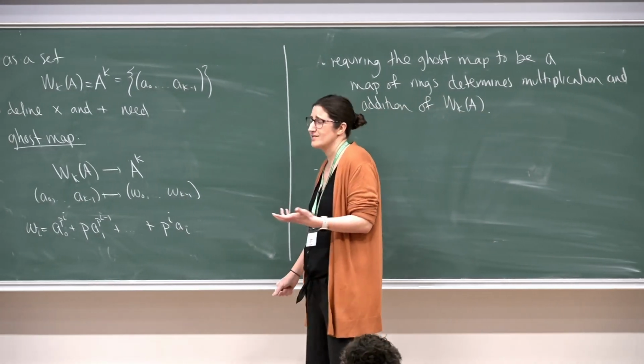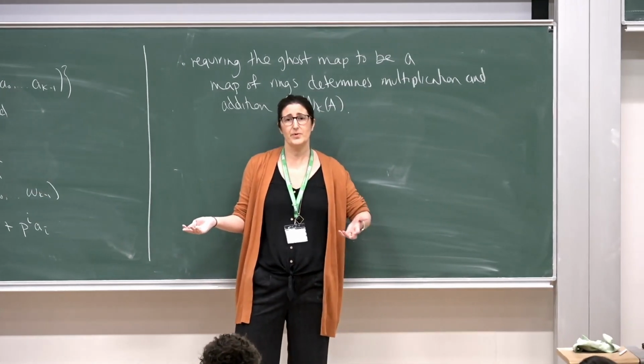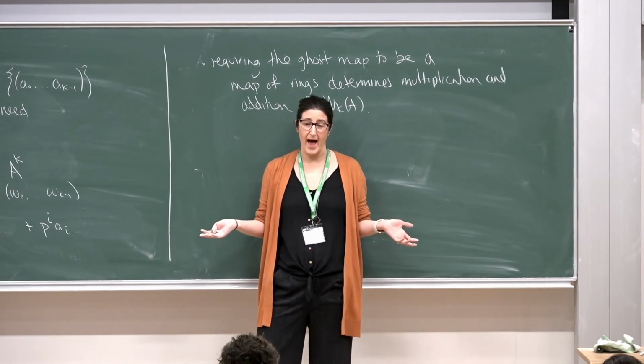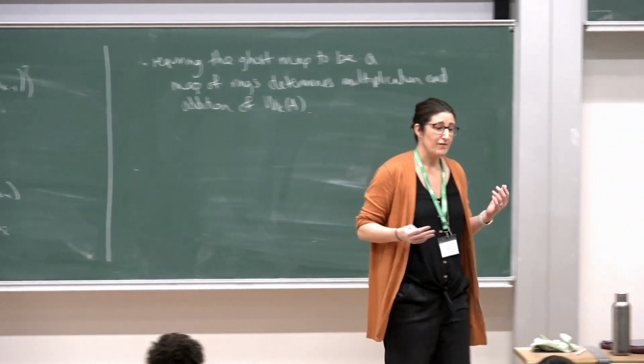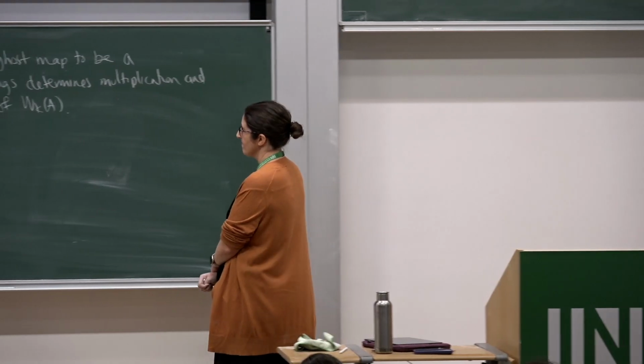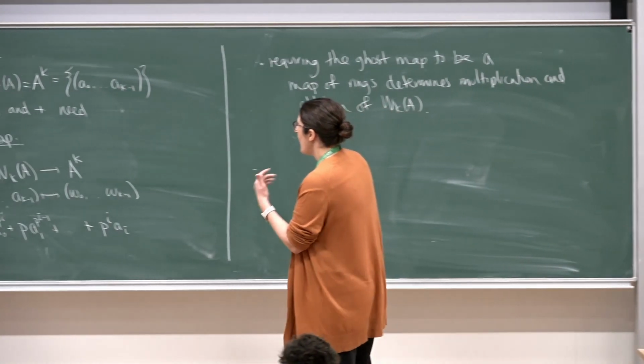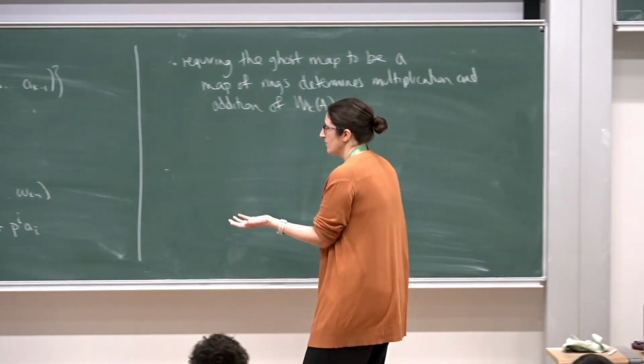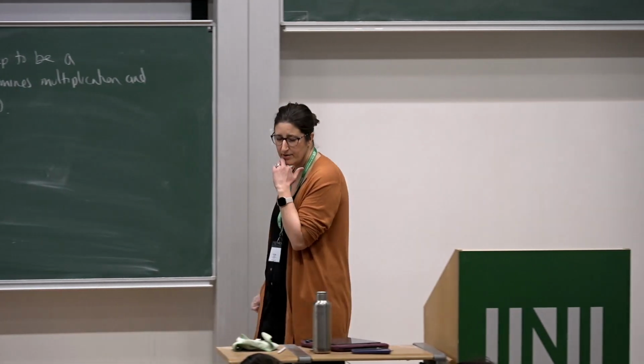And you can try to write down some formulas explicitly for what the multiplication and addition is, but it gets real fast, real bad, because the formulas are very complicated. But this is a way of characterizing what they are. Okay, so we have these Witt vectors. This is some ring that we associate to our commutative ring A.